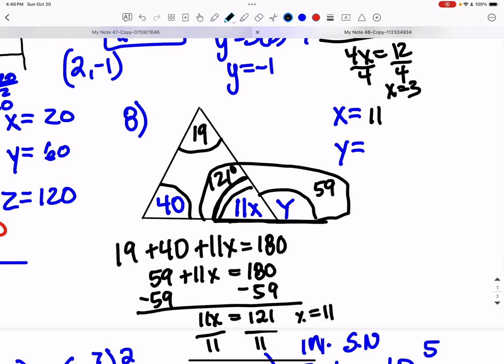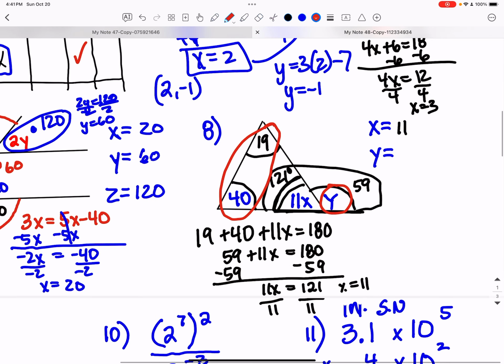If you want a really quick shortcut in these kind of pictures, if you think about this, these two added together will always be the same as this one. If that makes sense to you, you're pretty smart. All right, so 59 degrees.